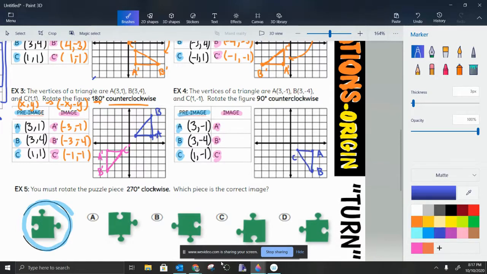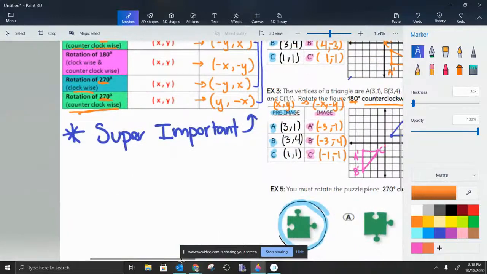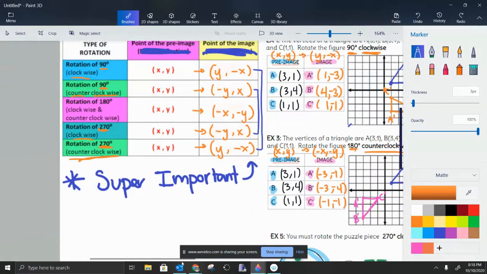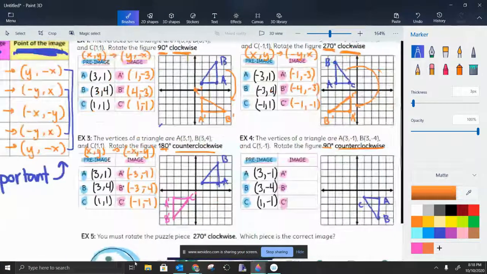So this time they want me to go 90 degrees counterclockwise, which if I'm going counterclockwise, that means I'm moving to the left. So I know my shape should wind up somewhere in this quadrant, okay? So 90 degrees counterclockwise. Oh my goodness, this is really hard to grab. Okay. So for a 90 degrees counterclockwise rotation, we're using this rule right here. (x, y) becomes (negative y, x).